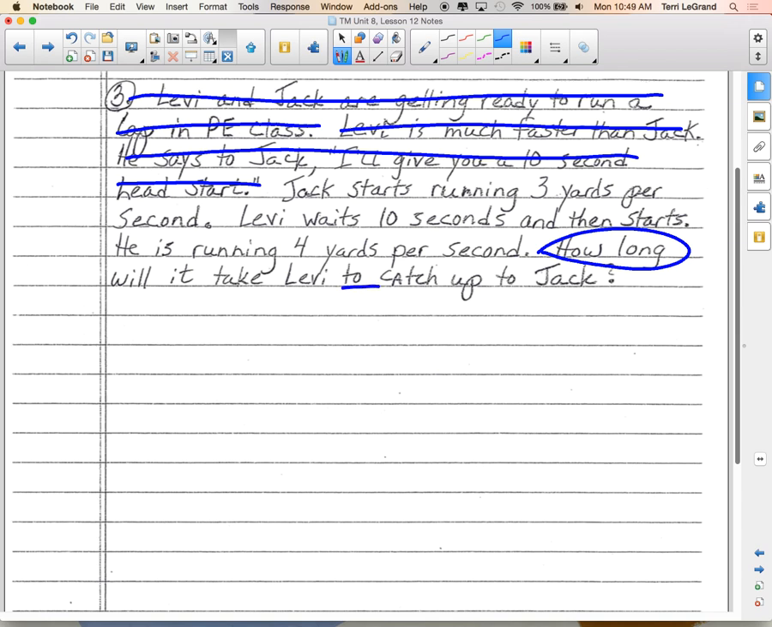I might want to just underline that part. How long to catch up to Jack? Okay. How fast is Jack running? 3 yards. Okay. So Jack is running 3 yards per second. How fast is Levi running? 4 yards per second. Levi is running 4 yards per second.